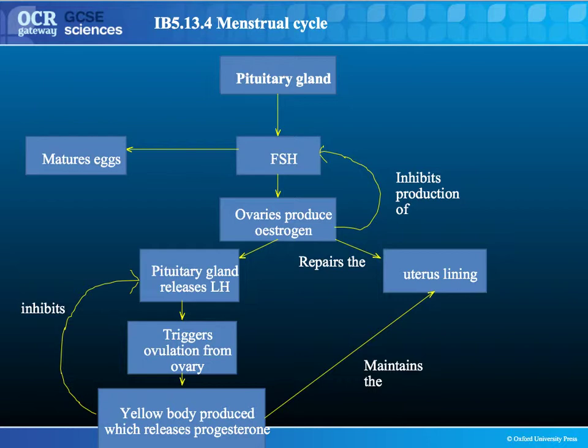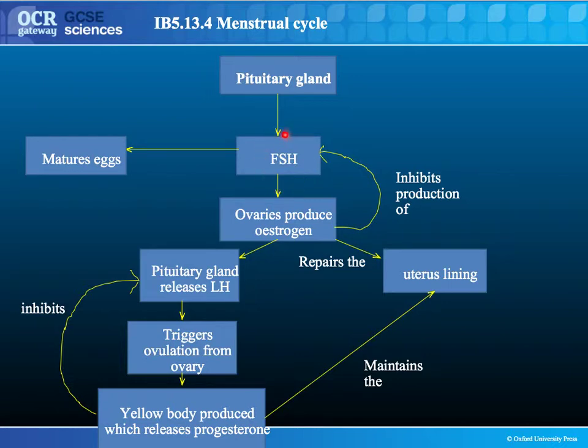Now progesterone has two functions. It will begin to maintain the uterus lining along with estrogen, and it will also inhibit LH production, because again we do not want any more ovulation to happen, because we only need one egg to be released.